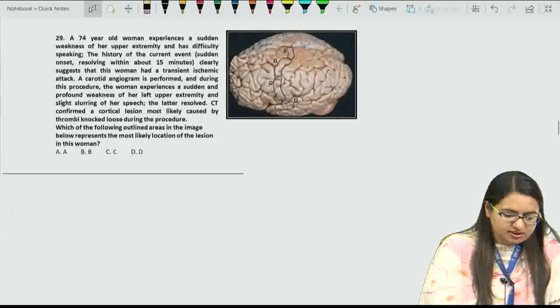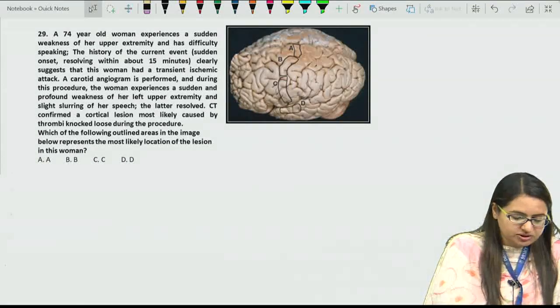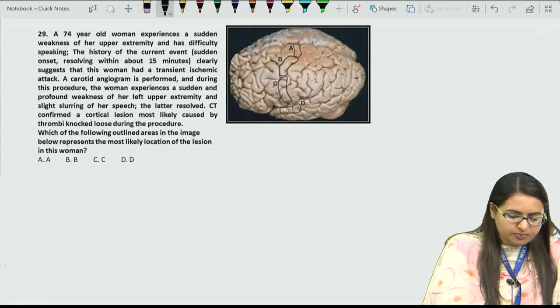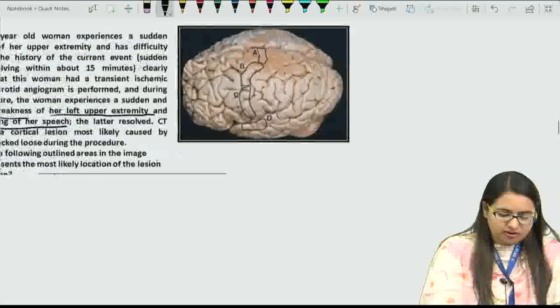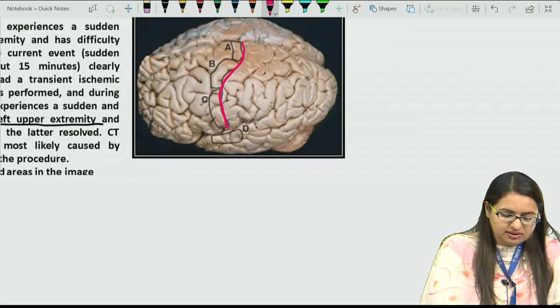The next question is regarding this picture. It mentions that the person who has ischemia is suffering from profound weakness of the left upper extremity as well as a slight slurring of speech. Now in this, if we see this area, there is a sulcus present over here. This sulcus is the central sulcus.